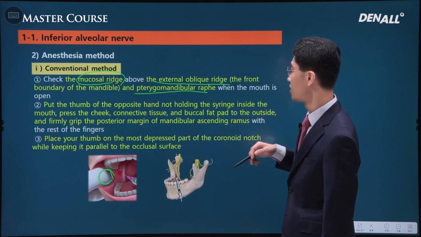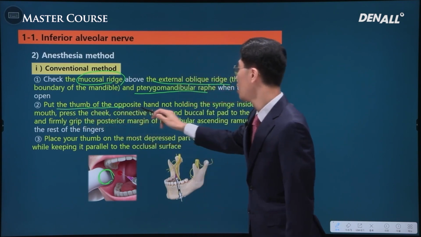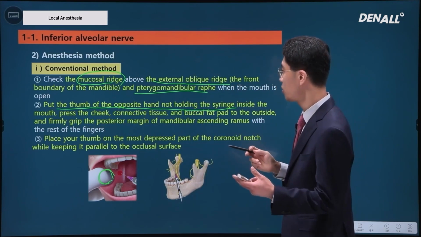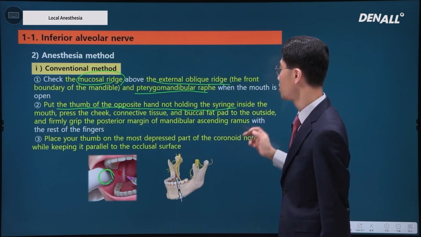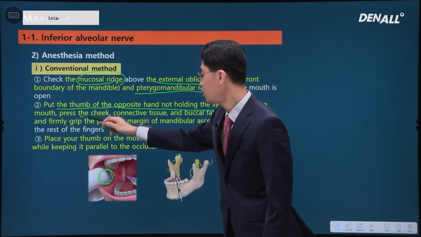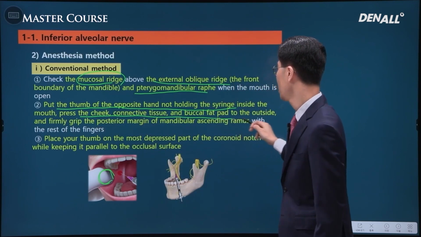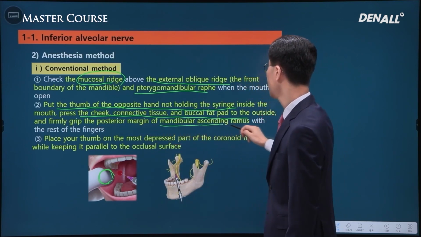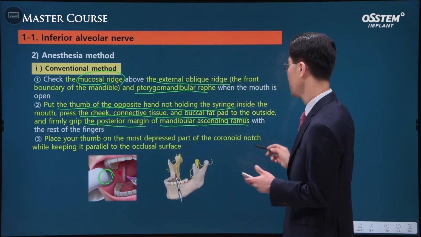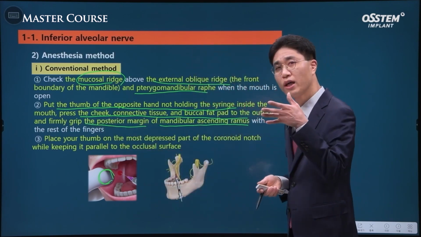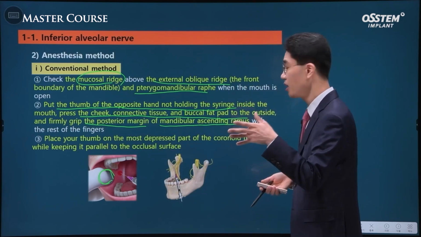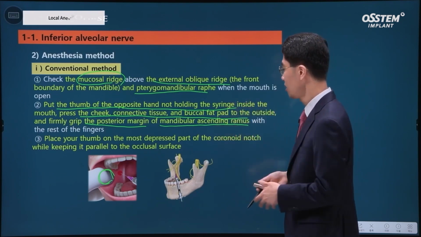Put the thumb of the opposite hand, not holding the syringe, inside the mouth. Press the cheek, connective tissue, and buccal fat pad to the outside. And firmly grip the posterior margin of the mandibular ascending ramus with the rest of your fingers. In other words, your thumb is in the patient's oral cavity and the rest of your fingers are gripping the posterior margin of the mandibular ascending ramus.